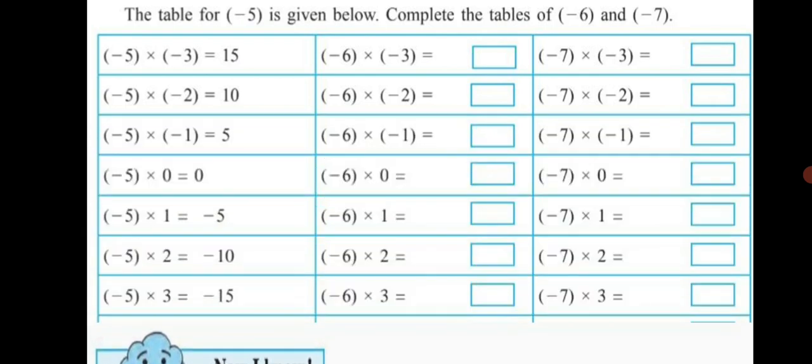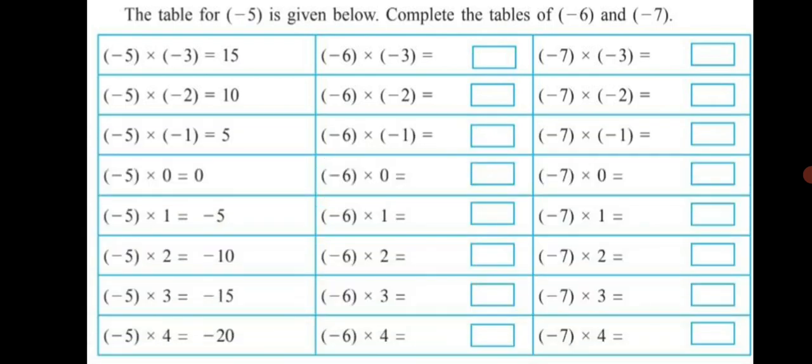So let's complete the table which is on page number 12. The table for minus 5 is given already to you and we also discussed it. Now let's complete the table of minus 6 and minus 7. So you know that 6 into 3: first do the multiplication, 6 3s are 18. And now as per the rule, minus into minus is plus. So answer will be 18.